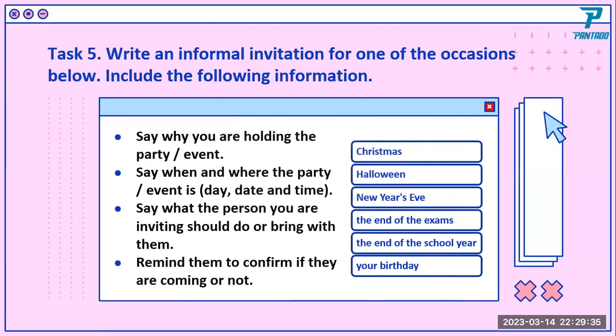Okay, so here, Lynn, this is the last activity that you will do. You write an informal invitation for one of the occasions, for example Christmas, or your birthday. Say why you're holding a party. You will say where, when, the date, day, and time. Say what the person you are inviting should do or bring. And last, remind them to say yes or no to confirm they are coming or not. Okay, just write in the chat box a very simple invitation.